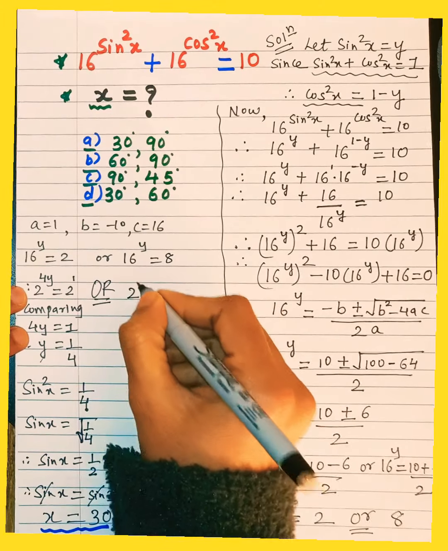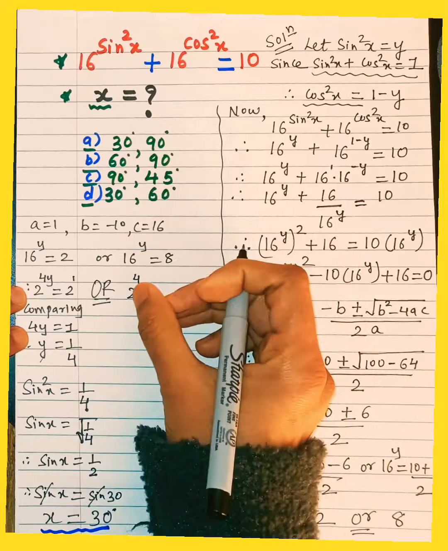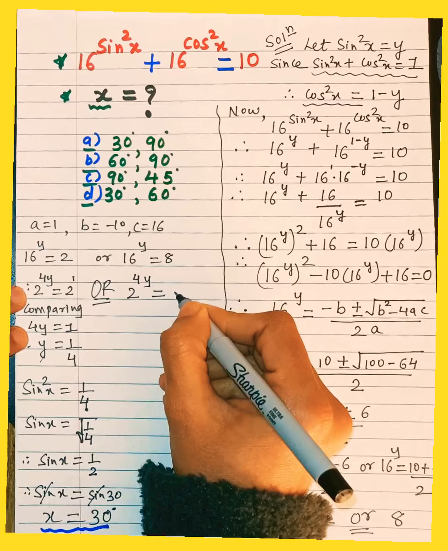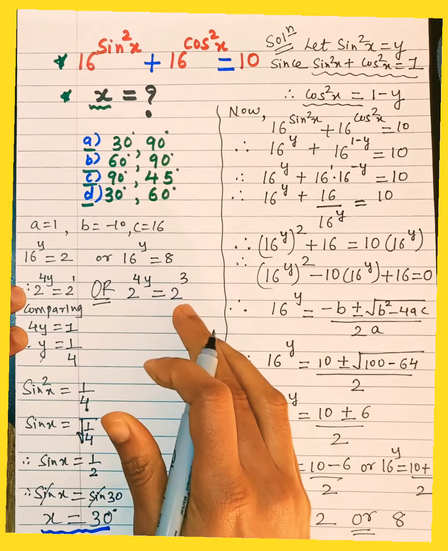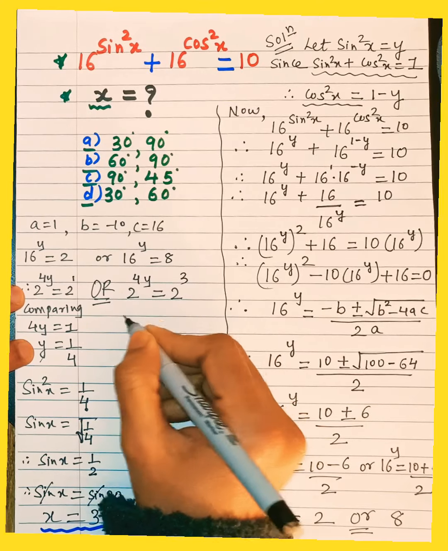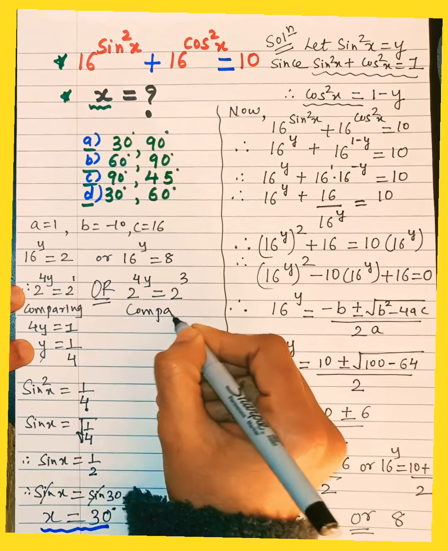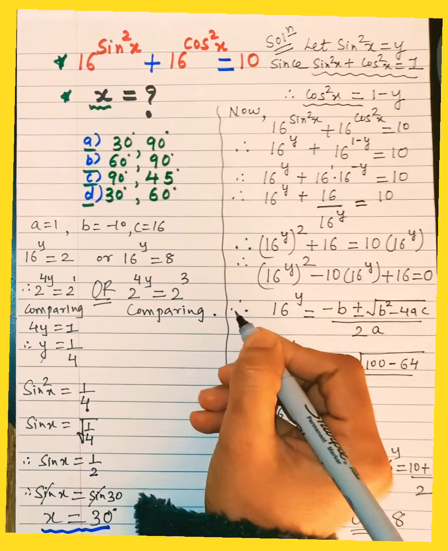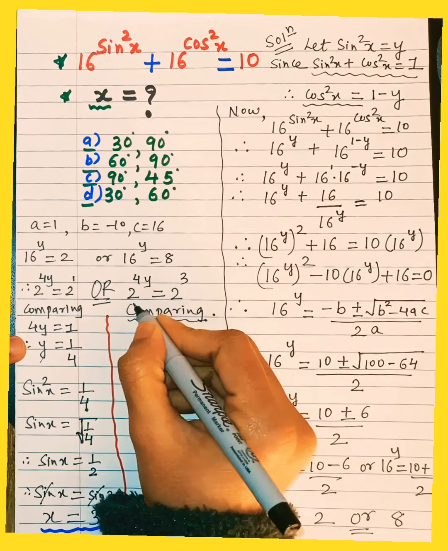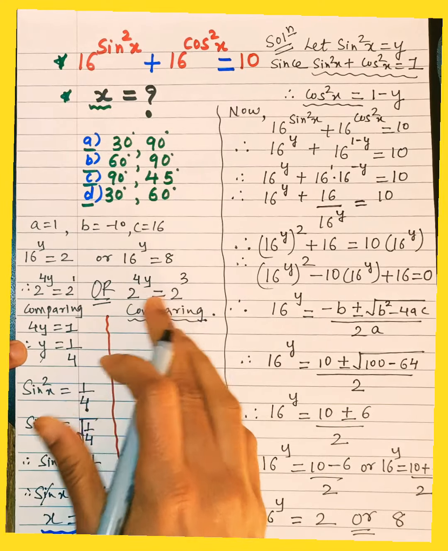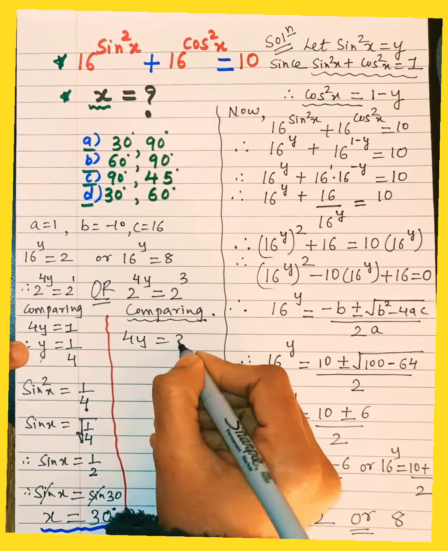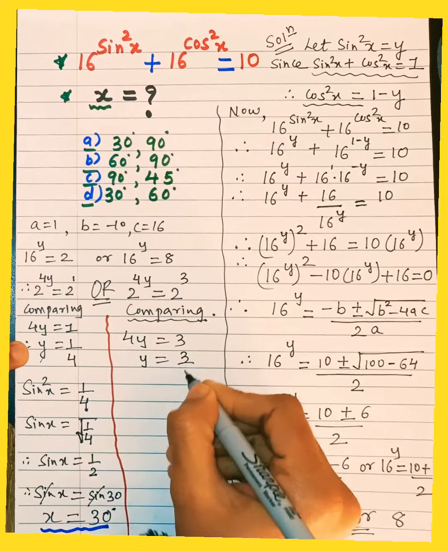16 means 2 raised to 4. In place of 16 I am writing 2 raised to 4, and this y we are keeping as it is. And on this side, 8 means 2, 3 times, so in place of 8 I am writing 2 raised to 3, 2 cube. Again if we compare both the sides, we see that the bases are the same, 2 and 2, so obviously the powers are also the same. So directly we get 4y is equal to 3. It means y is equal to 3 upon 4.